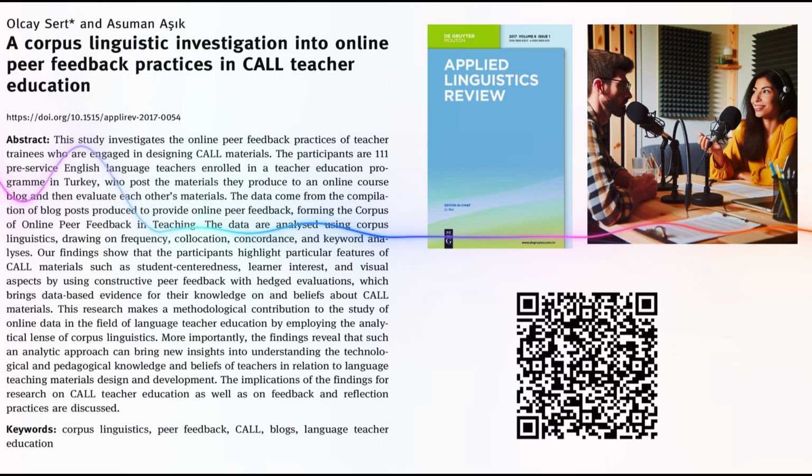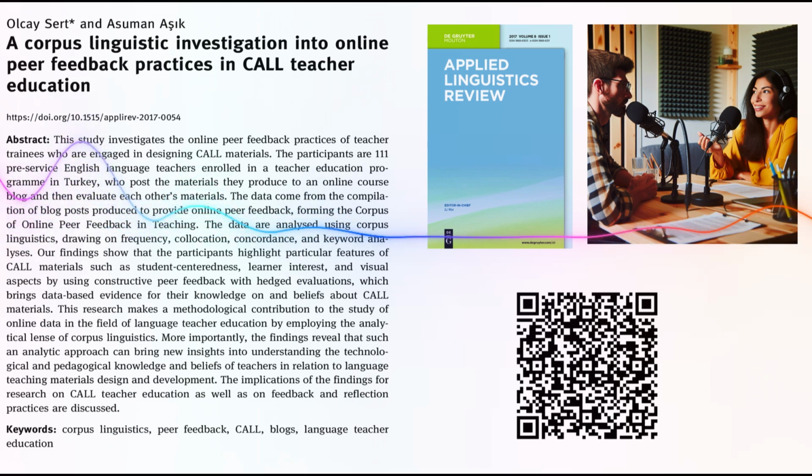They were in this course, instructional technology and materials design. Part of it involved creating their own CALL materials. Like online quizzes or activities? That sort of thing, yeah. And then they posted these on a course blog. But the key part was they then had to give each other feedback. Peer feedback. Yeah. Classic. And all those comments, that became the data?